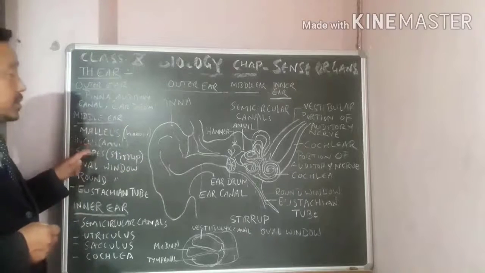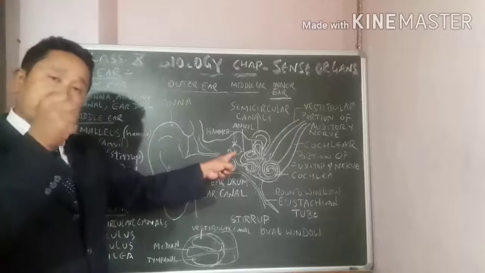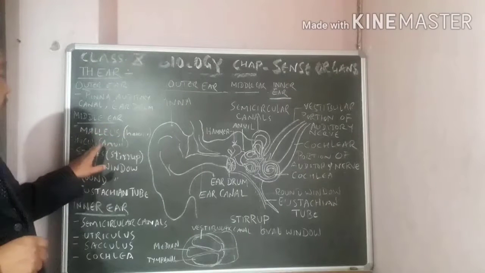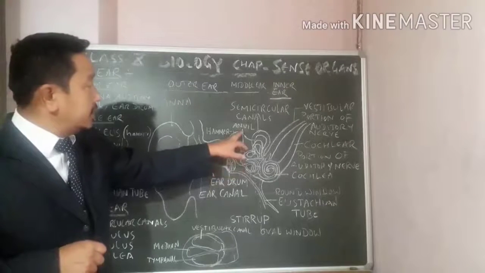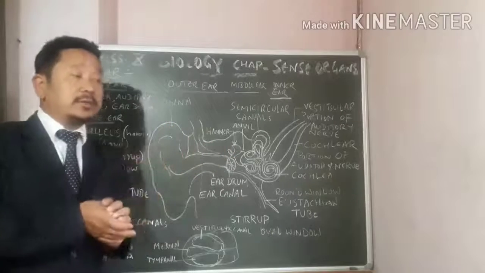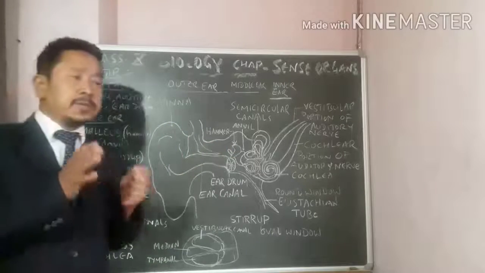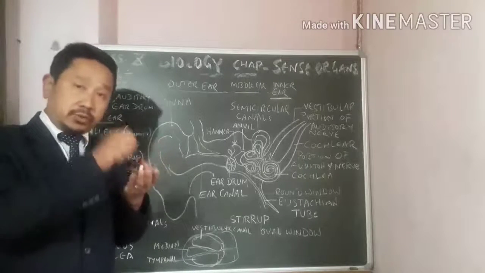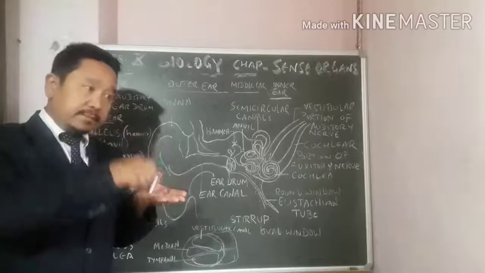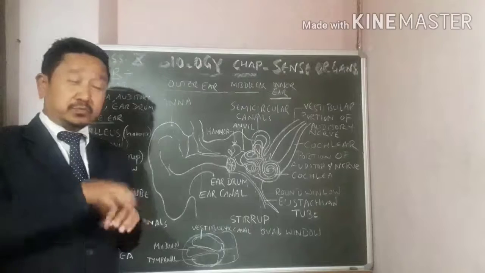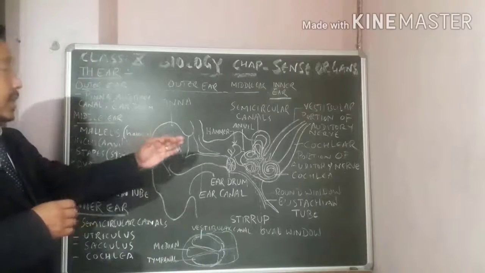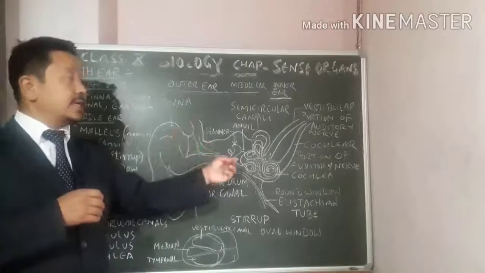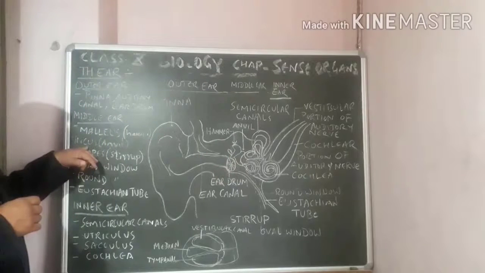Hammer is this part, which is something like a hammer. Then the incus is your anvil. The anvil is something like the small tool a cobbler has, on which they keep the shoes and beat them. That small tool is called an anvil. This bone is similar to that anvil, so it is commonly known as anvil also, but the other name is incus.